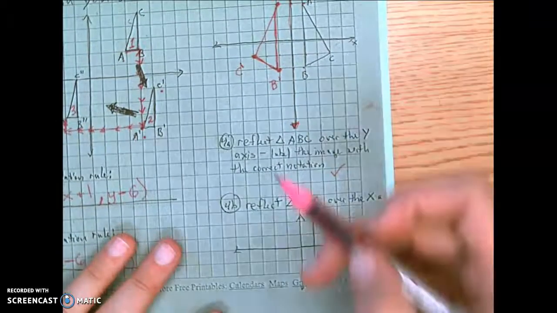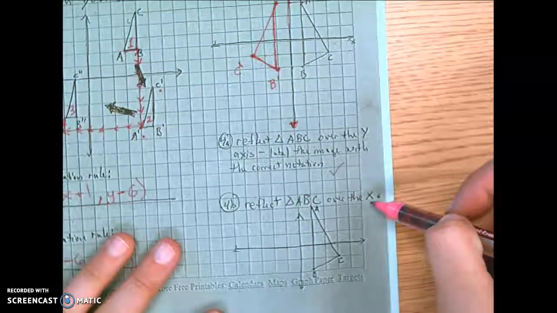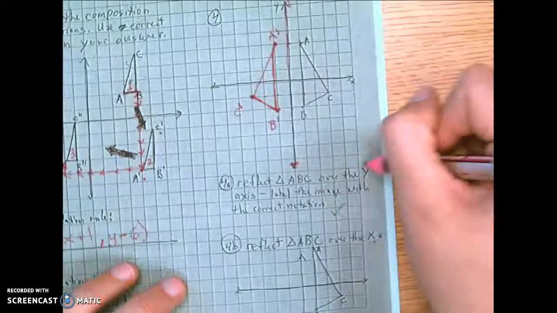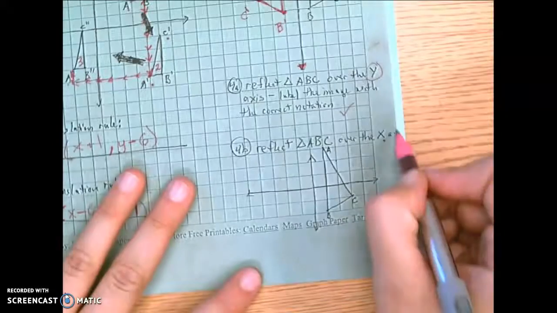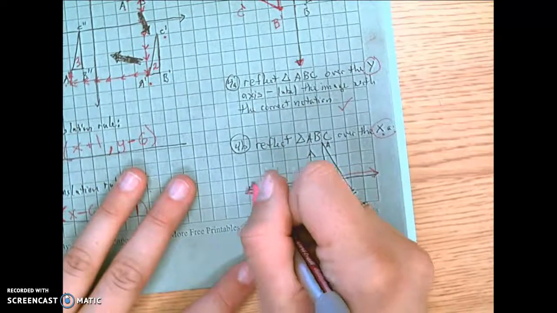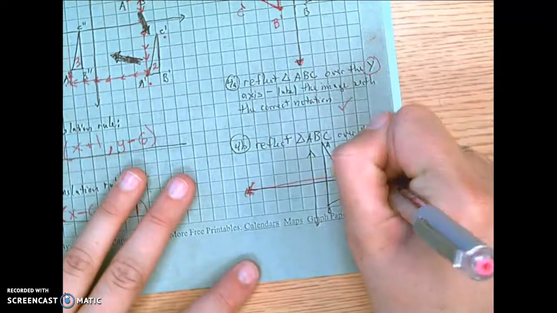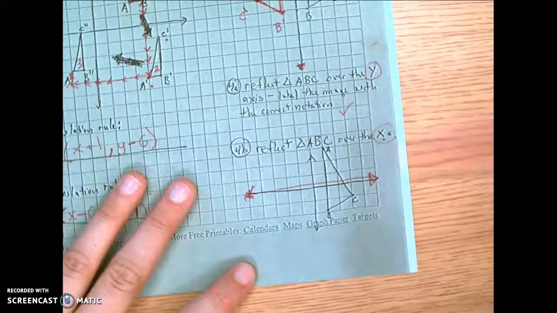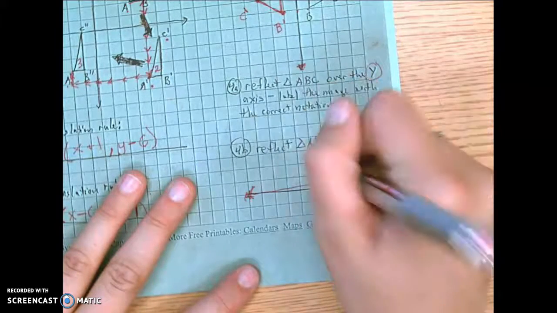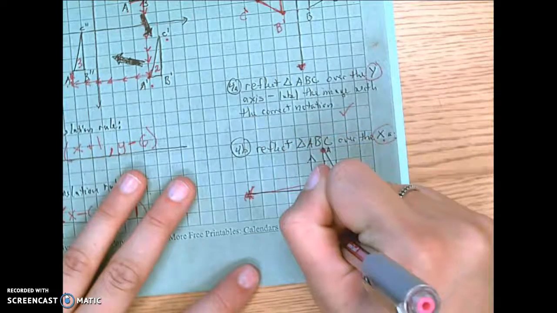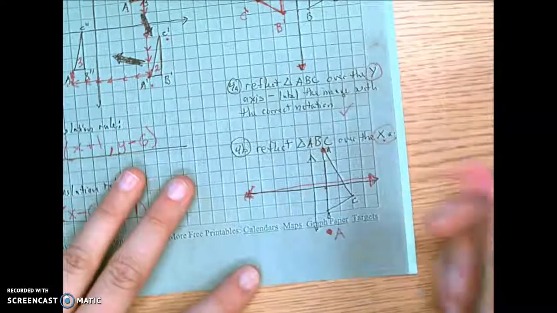Now, reflect ABC over the x-axis. First we did the y-axis, which is straight up and down. Now we're doing the x-axis, side to side. This one's tricky because it's over the x-axis already. So remember, it's just flipping on top of itself. If I have A here, I go 1, 2, 3 to meet it, so I'll go 1, 2, 3 past it. And it does go off the graph a little.